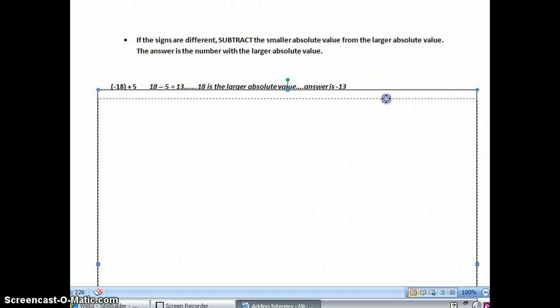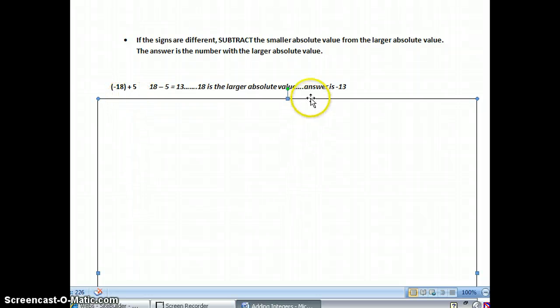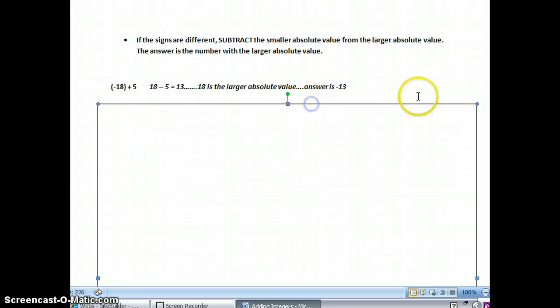So, say for example, I've got -18 plus 5. I would put the parentheses around it just to separate it to make it look good. So I look at this and say I've got a positive and a negative, so I'm going to have to actually do 18 minus 5 to get 13. Now 18 is the larger absolute value, so I take that sign and put it on here as a negative, so my answer is not 13, it's -13.